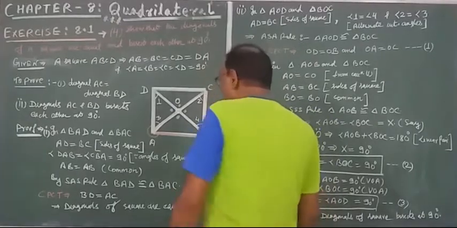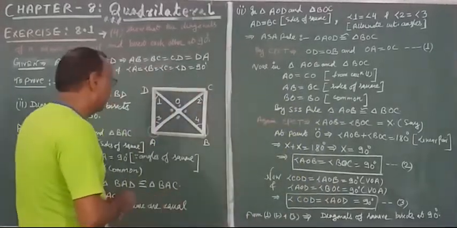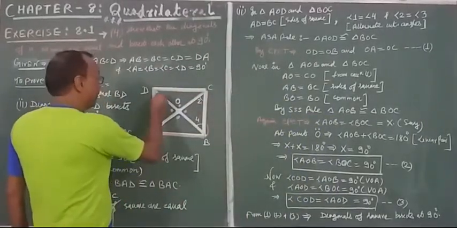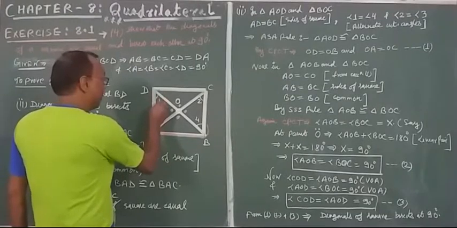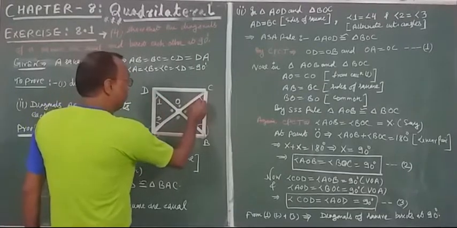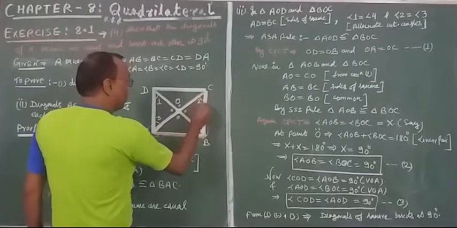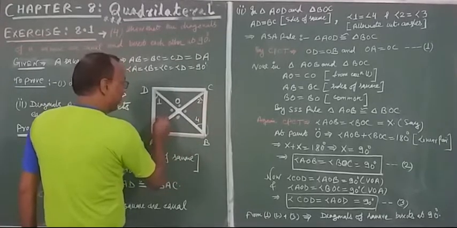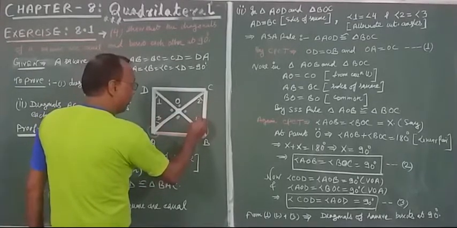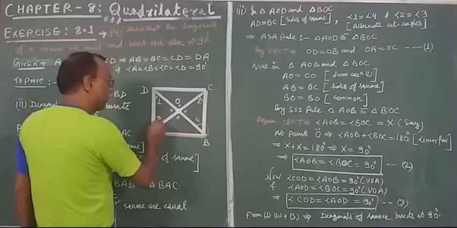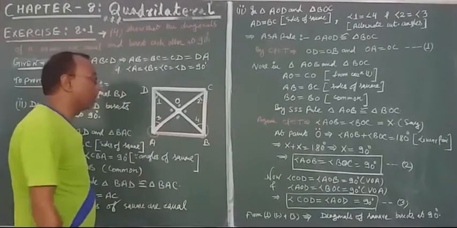Now just look here. Suppose I am naming these angles. This is angle 1, this is 2, this is 3, and this is 4. These are the names of these angles, for a short value we are choosing.